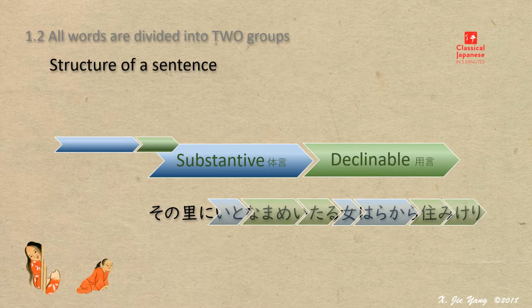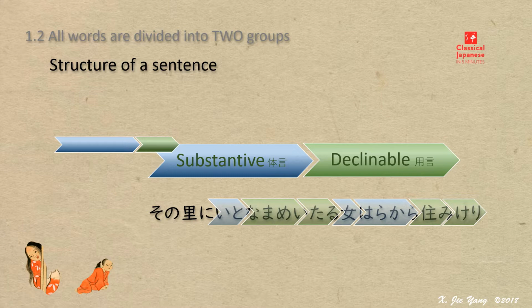Furthermore, if you want to add more information to any part of a sentence, in this case, for example, to onna hara kara, you can form another sentence and place it immediately in front of this particular noun. In this case, we have ito nama meitaru.